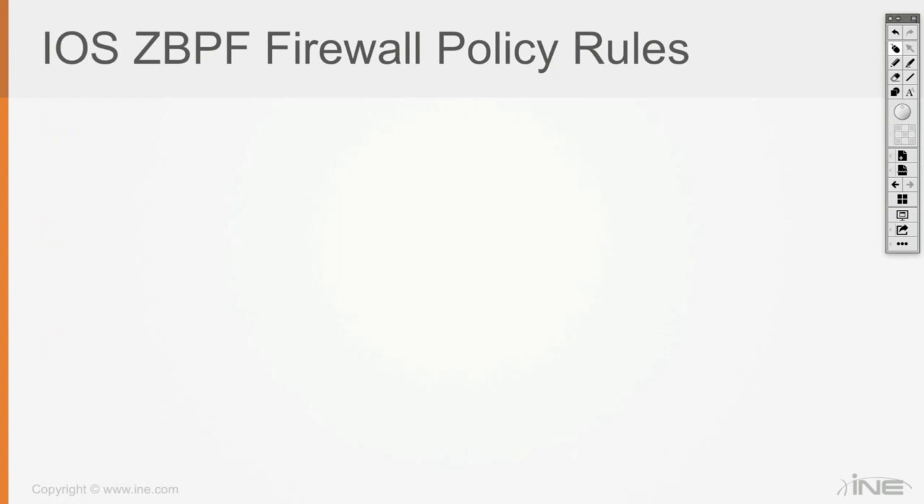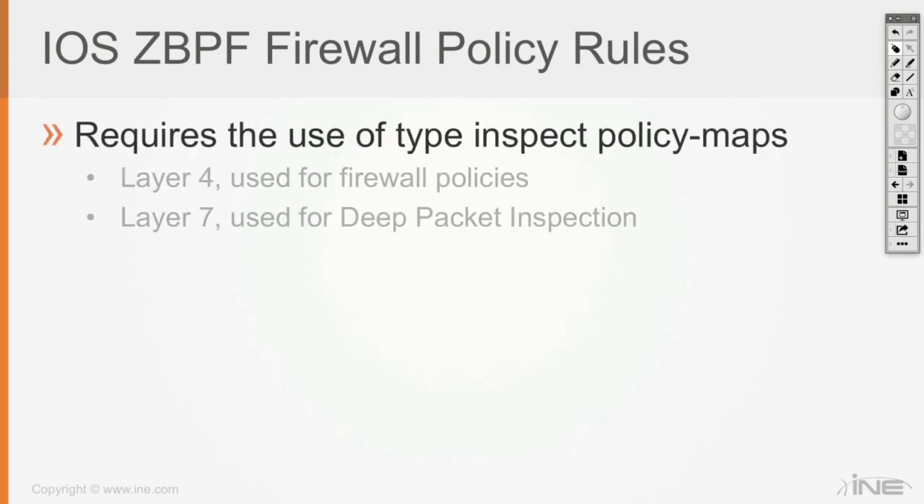Once we've matched on the traffic using the layer 4 class map, we have to tell the router what to do with that traffic. How do you want the firewall to actually control that traffic? That's going to be done using policy maps, likewise of type inspect, and likewise we have two types of policy maps, layer 4 policy maps and layer 7 policy maps.